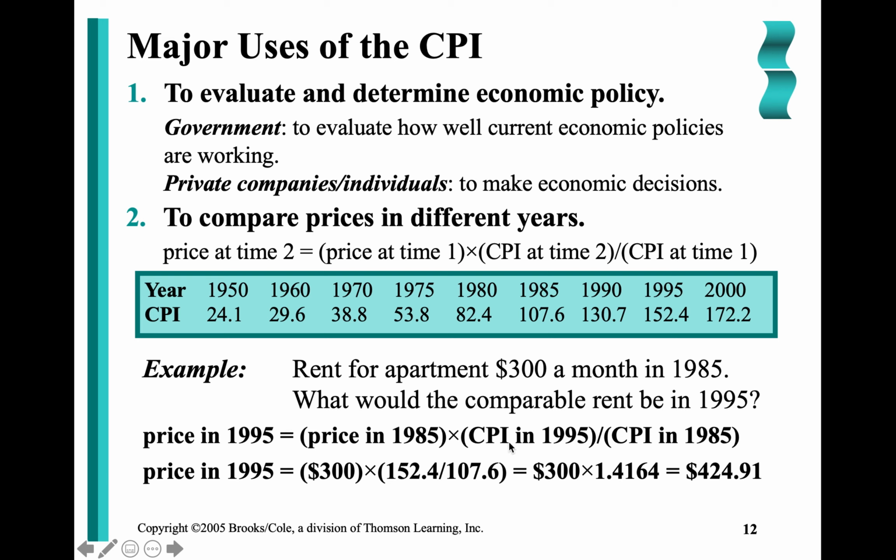Well, it would be what? The ratio of the consumer price index, 1995 over 1985, simply multiplying that by the base price. So if I were to multiply the base price by that ratio, we see that the rent is just over $124 a month. We'll do an additional example of this at the end.